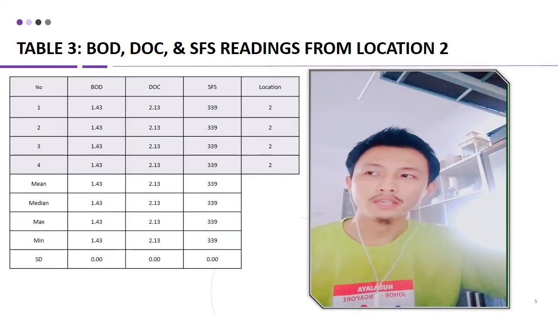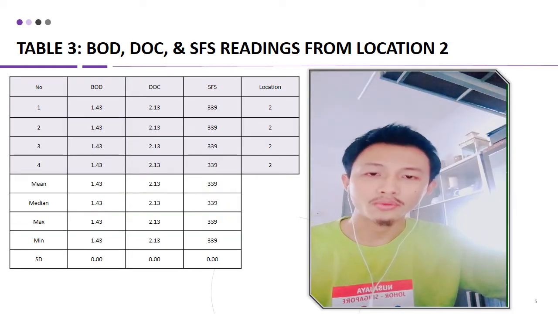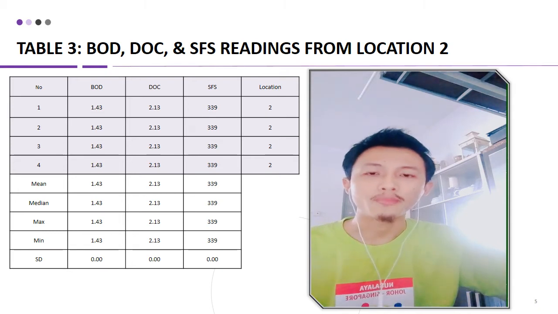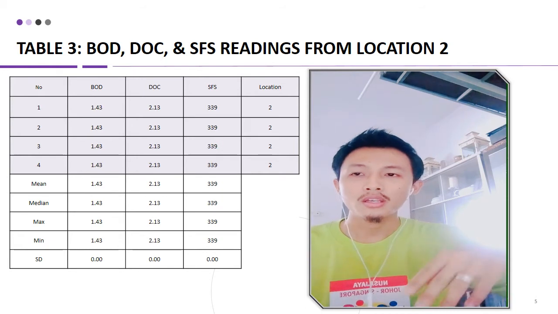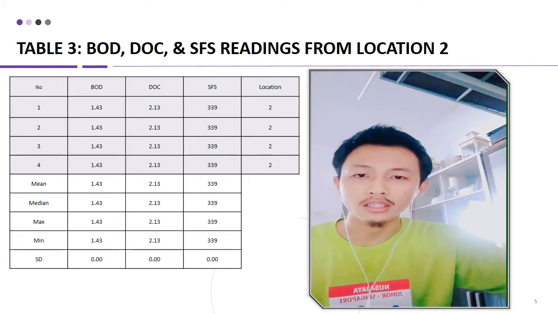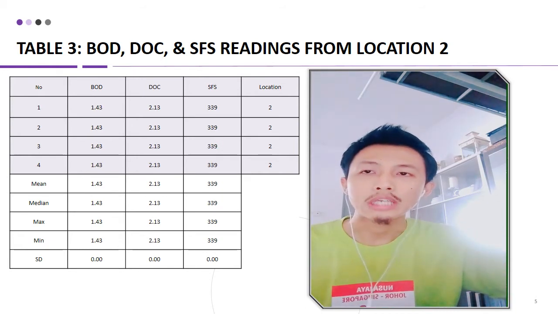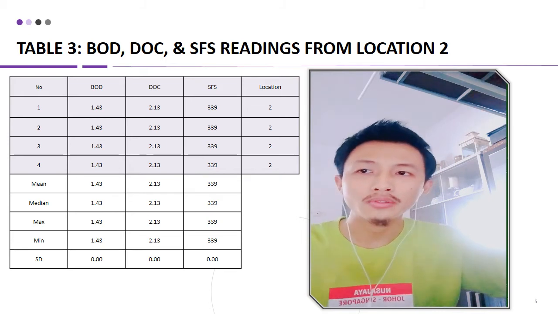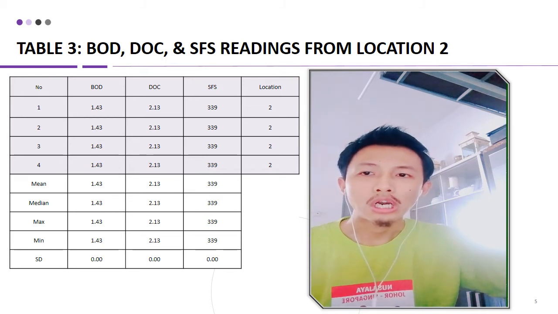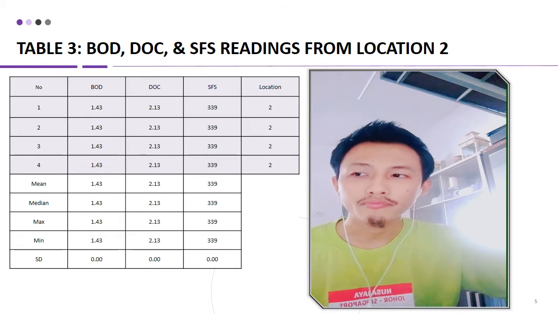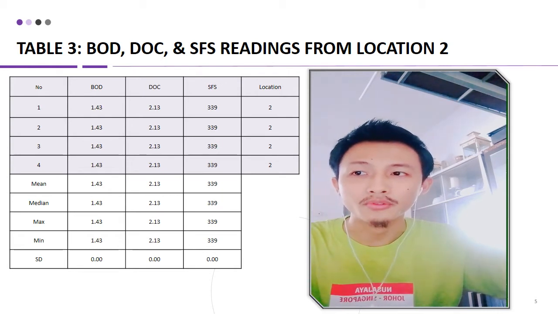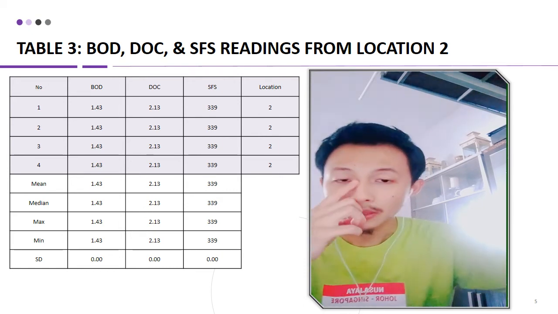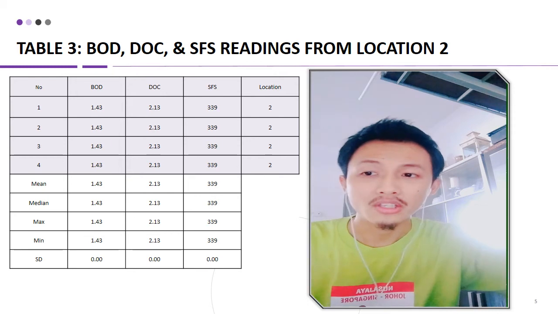Table 3 is also BOD, DOC, and SFS reading from locations, but this is from location 2. Here I can say there are 4 data that I collect from location 2, but the BOD, DOC, and SFS from location 2 have the same results, which is the mean is 1.43, the DOC is 2.13, and then the SFS is 3.39.